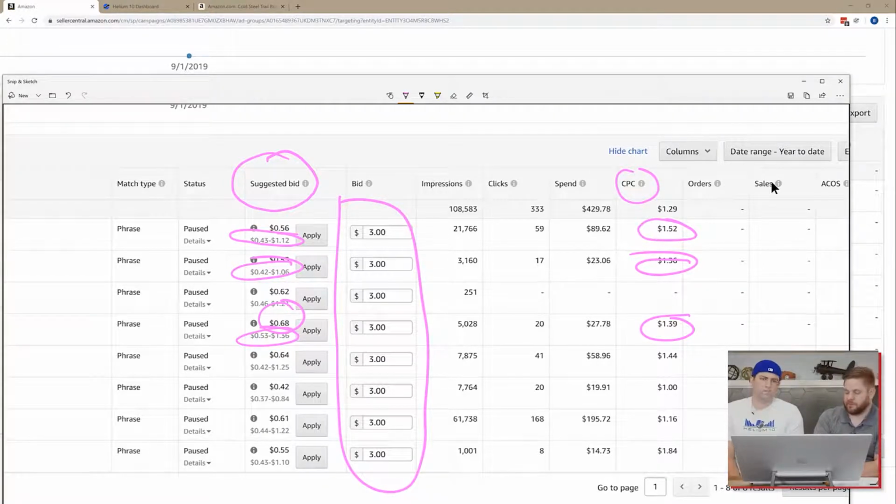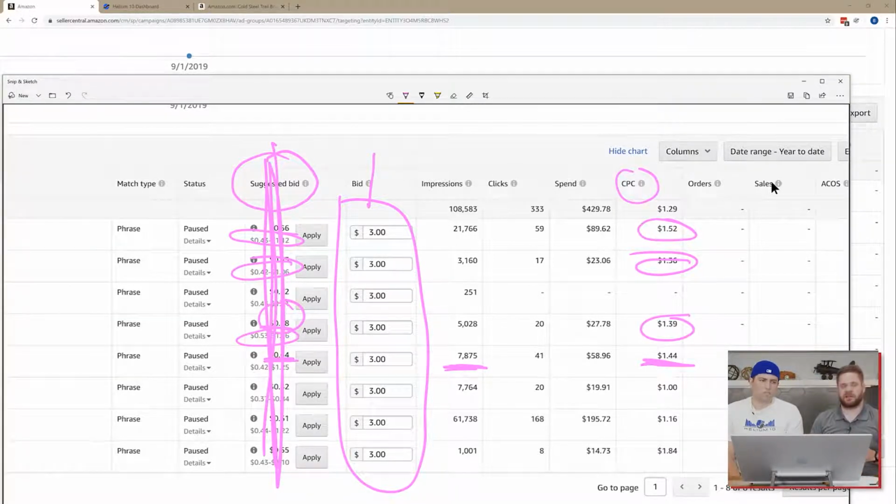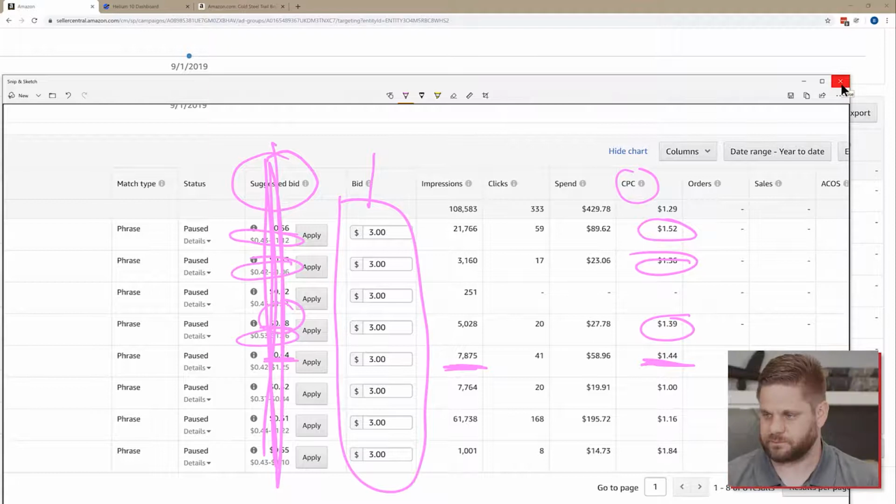Here's what would happen: if our actual cost over here is $1.44 and we had stopped at 64 cents, we wouldn't have gotten these impressions, at least not this number, because people would have outbid us, right? So ignore this suggested bid. Just completely ignore that. Typically, you can bid between $2 and $3 and outbid most people on most products. Super high-end product, maybe a little different.